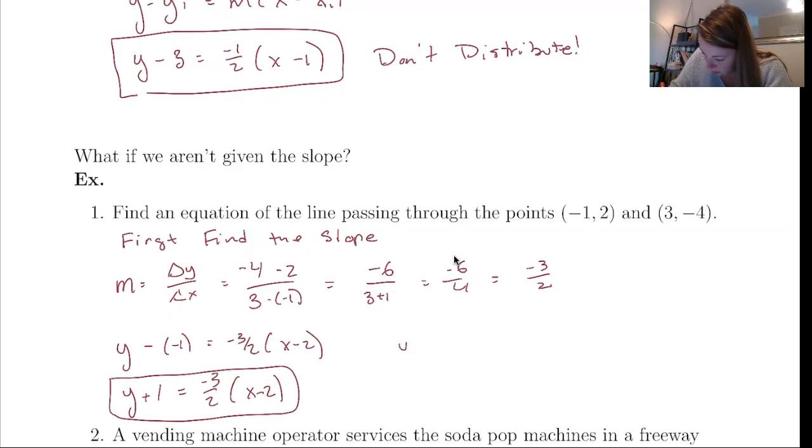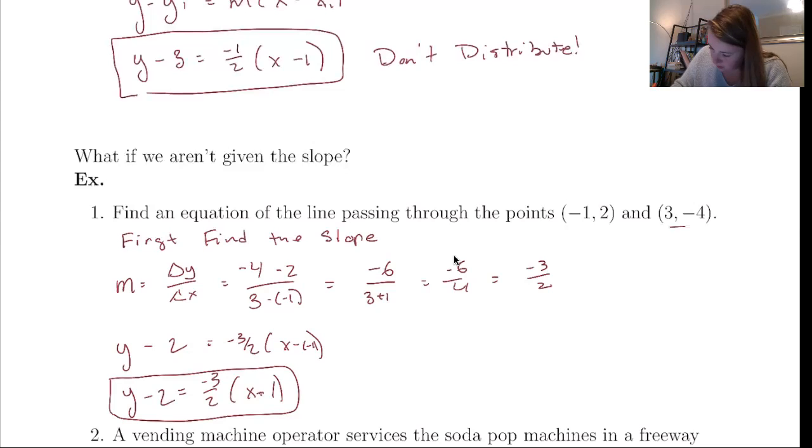Or we could have chosen the other point, which was y minus 3. No. Oops, I did that wrong. What did I do wrong? I got my x and my y mixed up. That's why it's good to write them out. So it'd be y minus 2 equals -3/2 times (x minus -1). For everyone at home that caught that, good job.